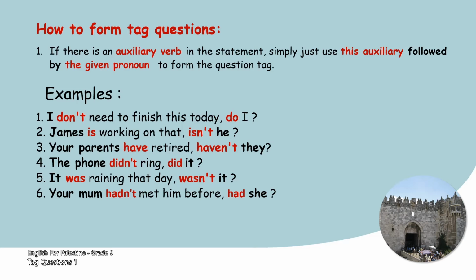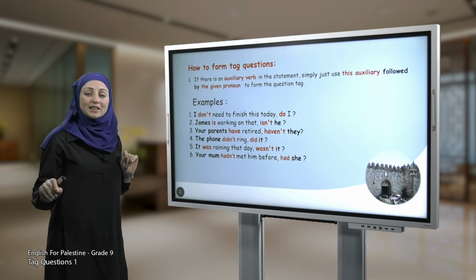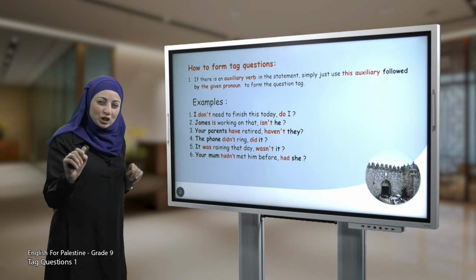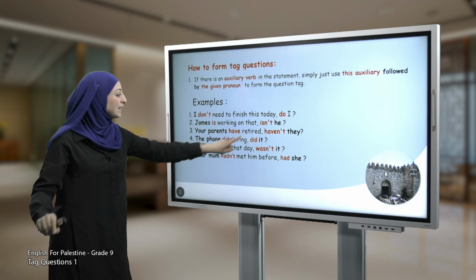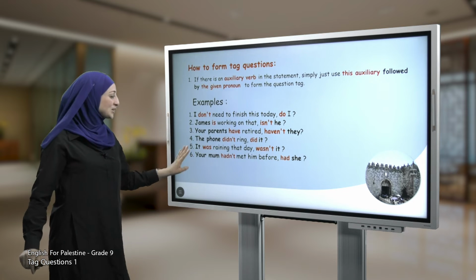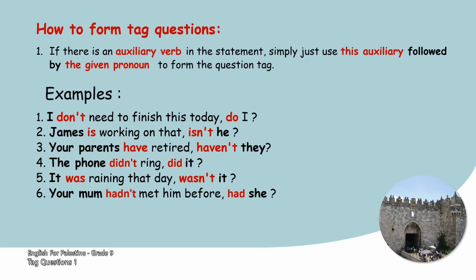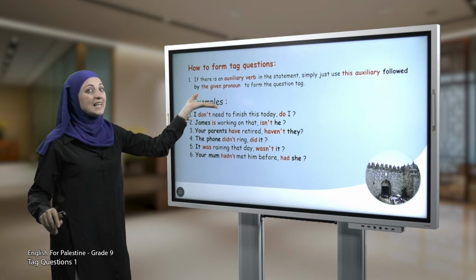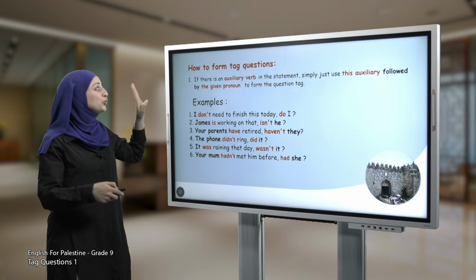Number 4, the phone didn't ring. The auxiliary is didn't and it's negative. So, my tag question should be positive. Did it? Let's continue. Number 5, it was raining that day. Wasn't it? Number 6, your mom hadn't met him before. Had she? Is that clear? So, let's conclude the rule.